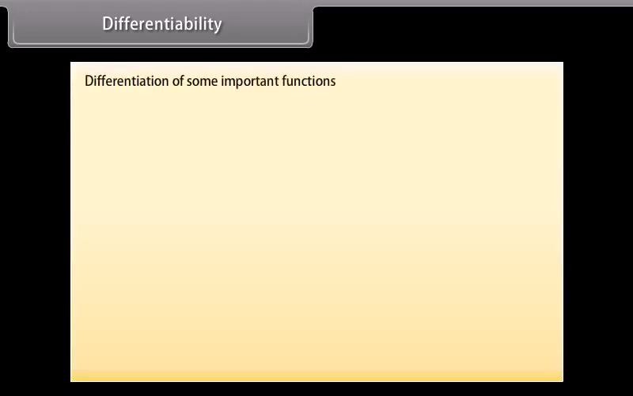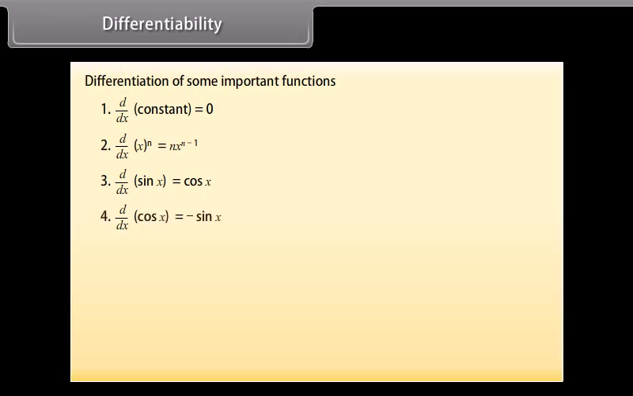Differentiation of some important functions. 1. d/dx of a constant is equal to 0. 2. d/dx of x raised to power n is equal to n into x raised to power n minus 1. 3. d/dx of sin x is equal to cos x. 4. d/dx of cos x is equal to minus sin x.